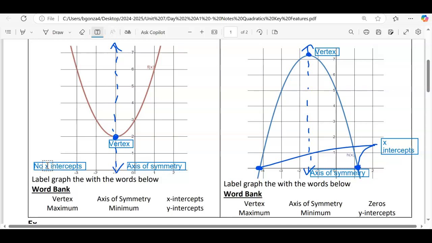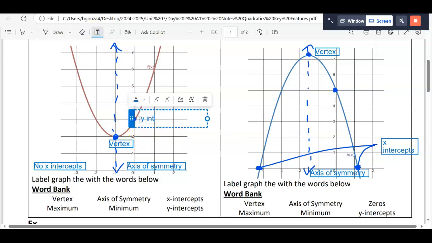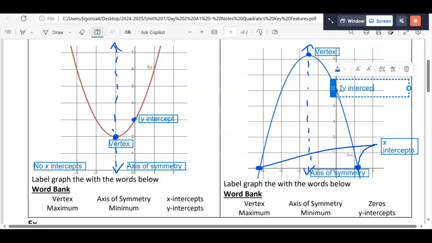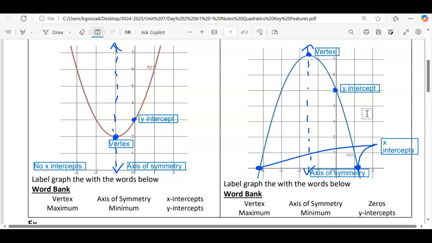So again, here's my y-axis right here. It touches the graph right there. And on the other graph, here's my y-axis, and it touches the graph right there. So you can go ahead and label that the y-intercept. Cool? So we got vertex, x and y intercepts, wherever it crosses those axes.